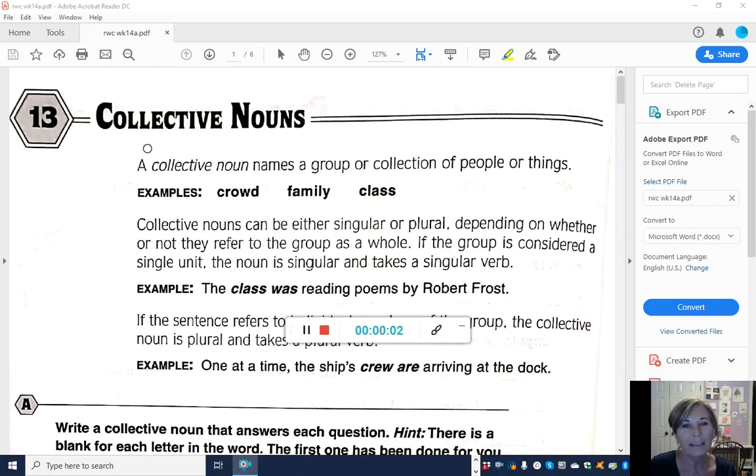Hey, I wanted to talk to you a few minutes about this grammar lesson, collective nouns. This can be very difficult to understand, and I want to try to help you catch it.